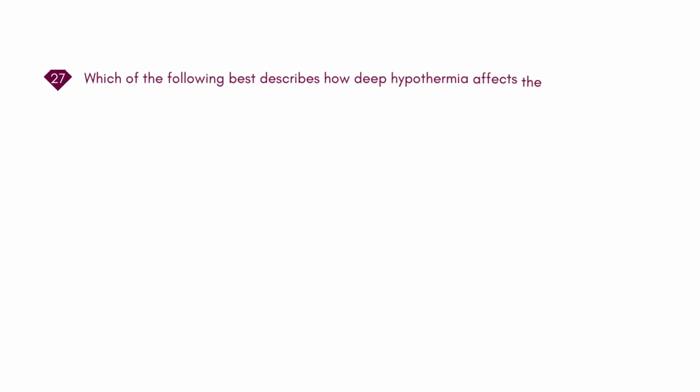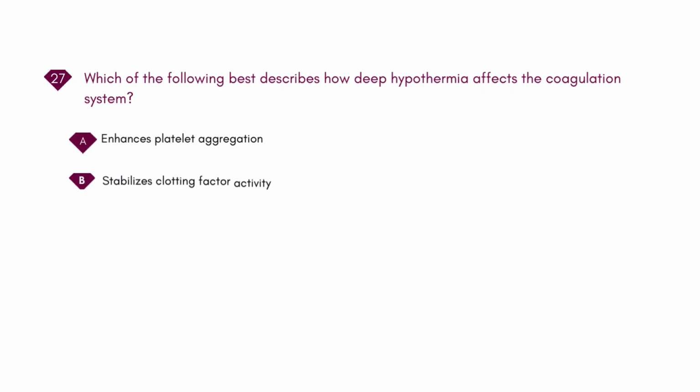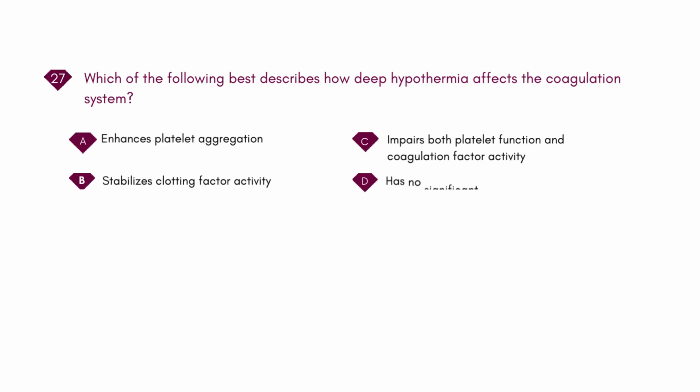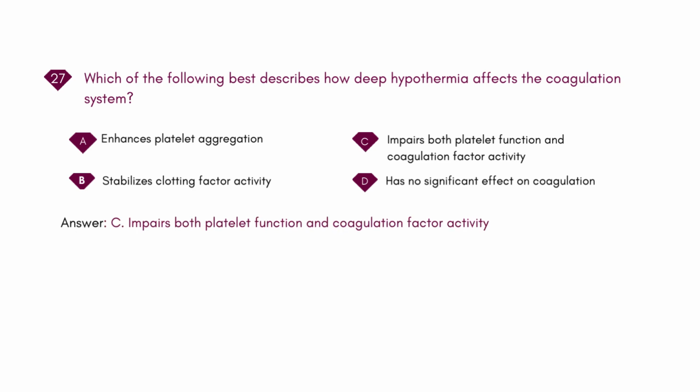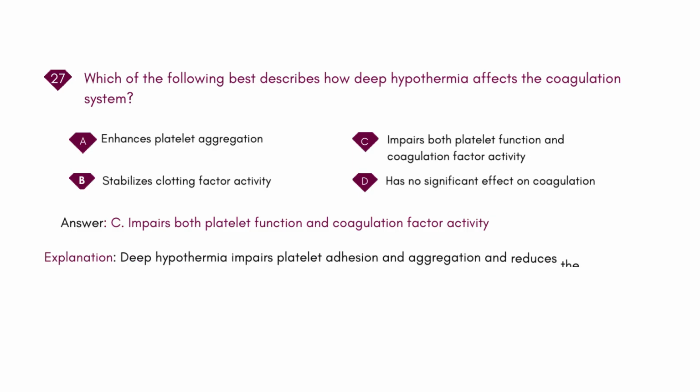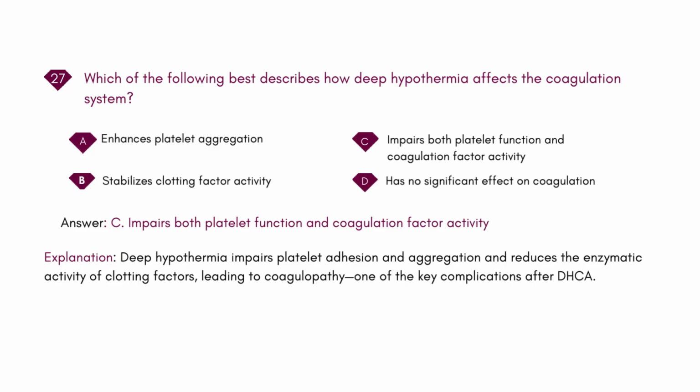Which of the following best describes how deep hypothermia affects the coagulation system? A. Enhances platelet aggregation. B. Stabilizes clotting factor activity. C. Impairs both platelet function and coagulation factor activity. D. Has no significant effect on coagulation. Answer: C. Impairs both platelet function and coagulation factor activity. Explanation: deep hypothermia impairs platelet adhesion and aggregation and reduces the enzymatic activity of clotting factors, leading to coagulopathy, one of the key complications after DHCA.